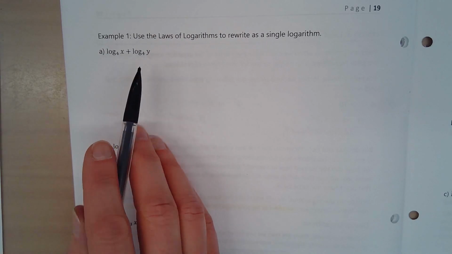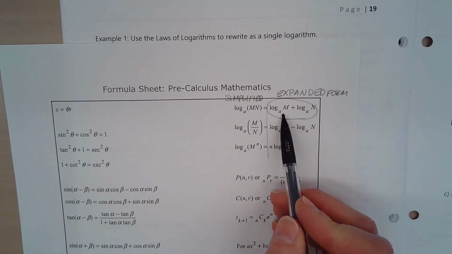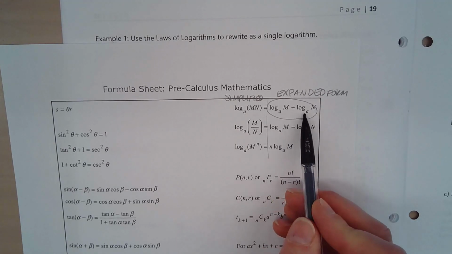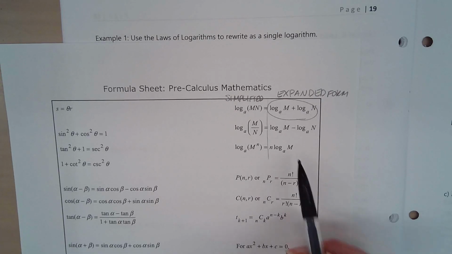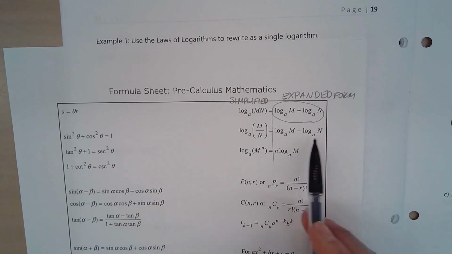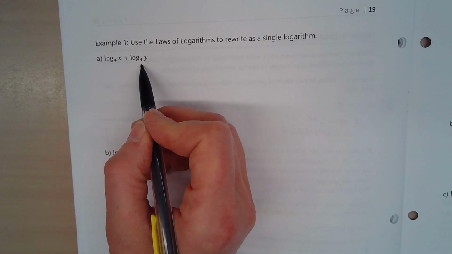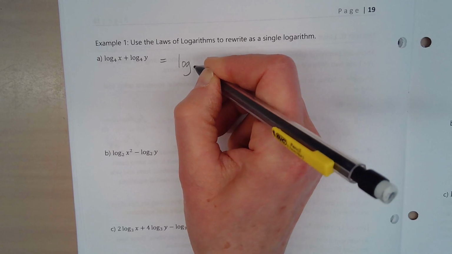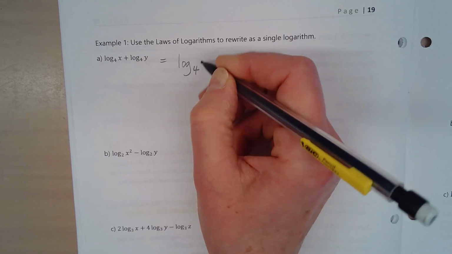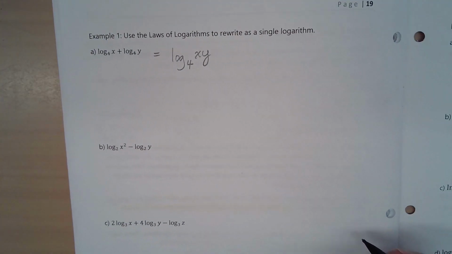You have to make sure, though, notice how these log rules work. If I'm taking expanded logs and compressing them, they have to share the same base. It's like terms in polynomials. You can't compress logs of different bases. So I have log base 4 of x plus log base 4 of y. My simplified form would be log base 4 of xy, just x times y.